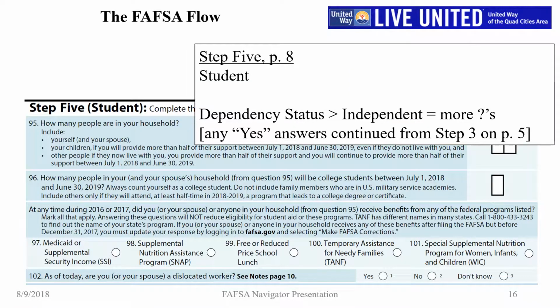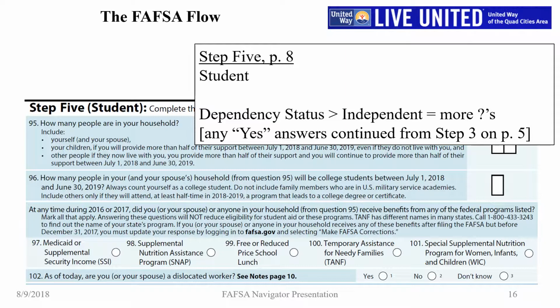Step 5 on the top of page 8 is focused on gathering more information for an independent student. If the student is dependent, then this Step 5 is skipped. Step 5 asks questions such as size of the household, how many people will be college students, and if any household member received special assistance or was a displaced worker. 5 steps down and only 2 more to go.